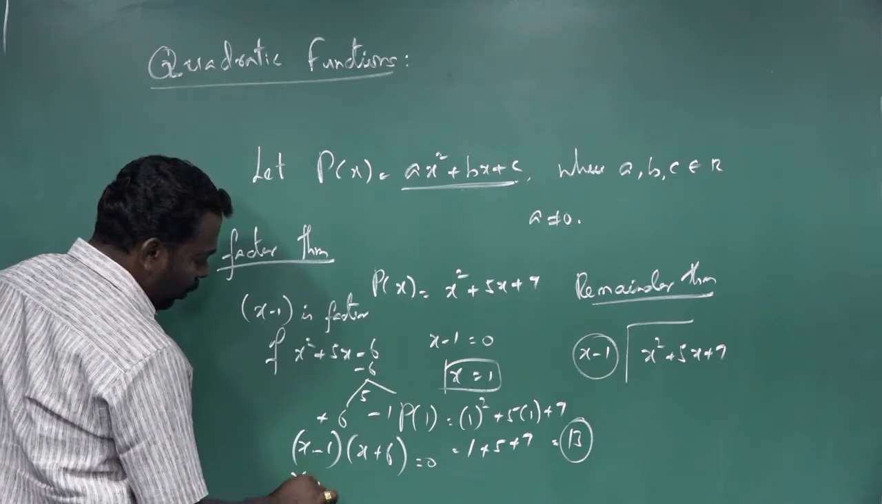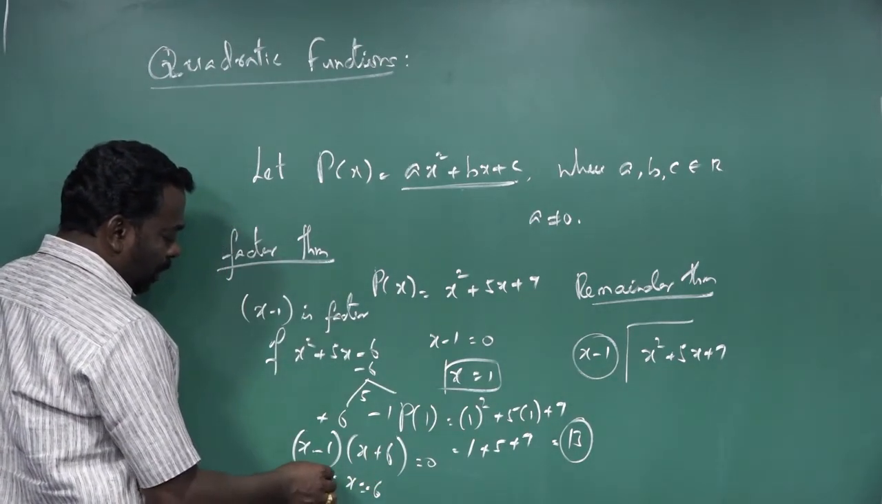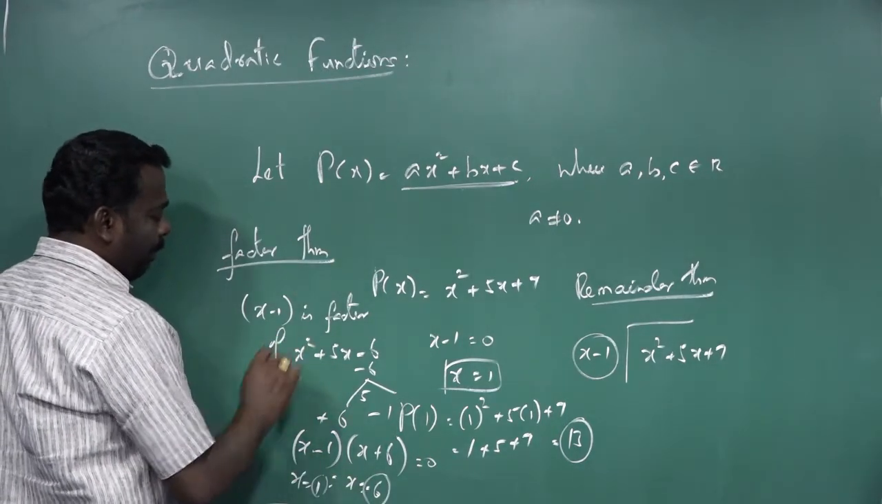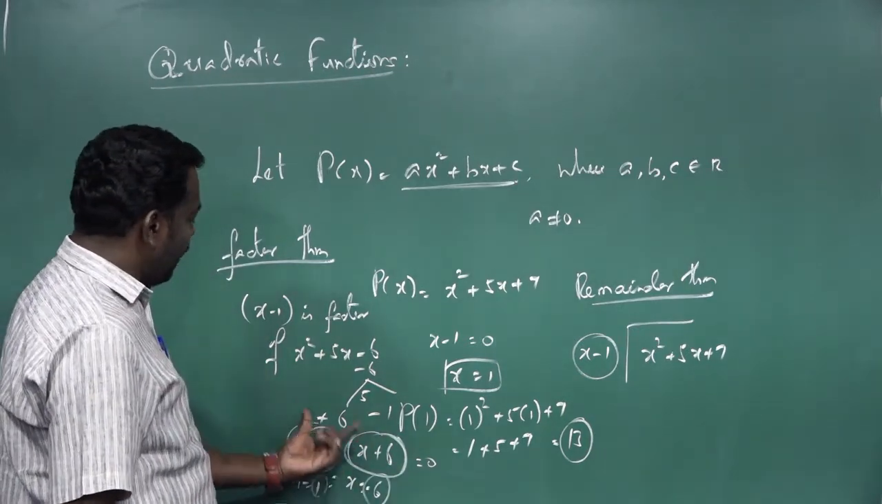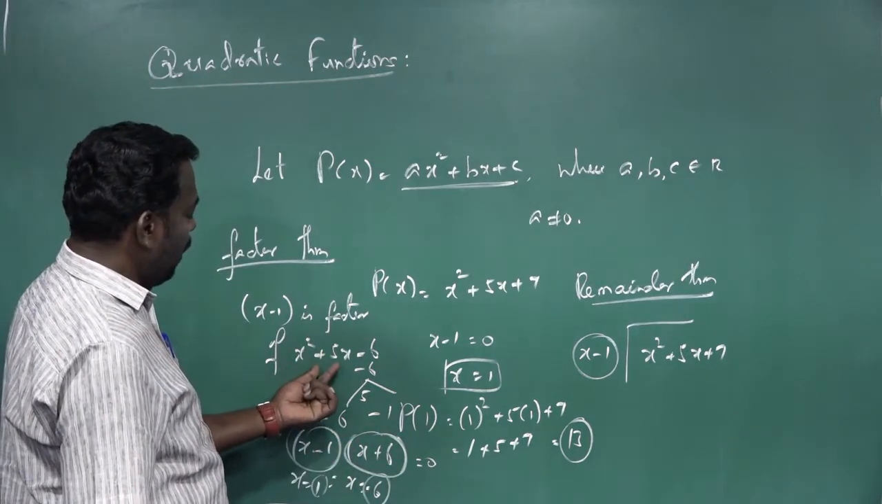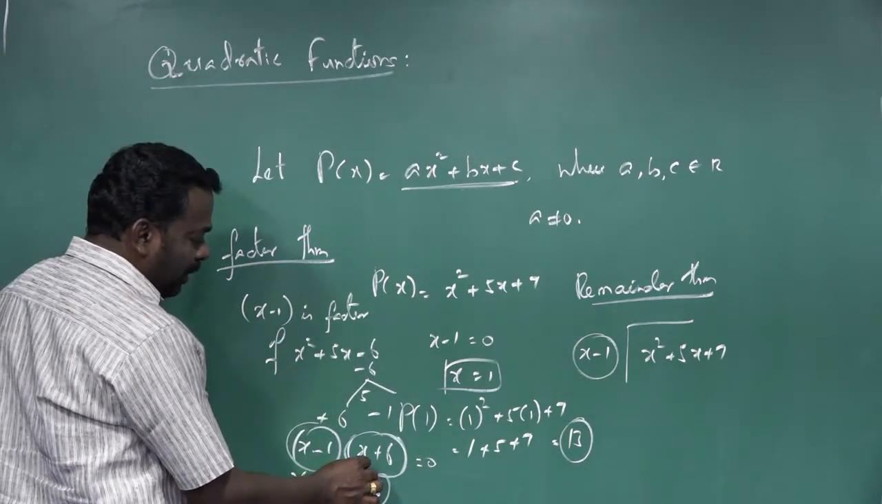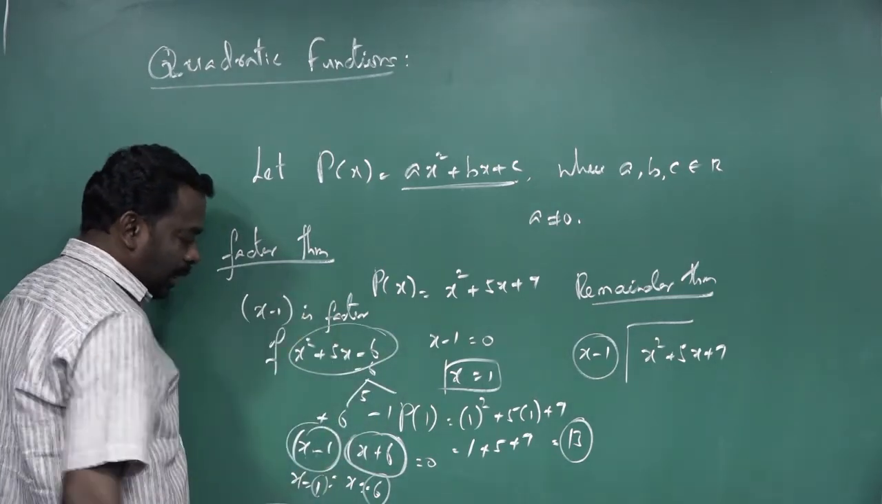Therefore x = 1 and x = −6. And therefore the two terms x − 1 and x + 6 are factors of the polynomial. Therefore x − 1 and x + 6 are two factors of the polynomial x² + 5x − 6.